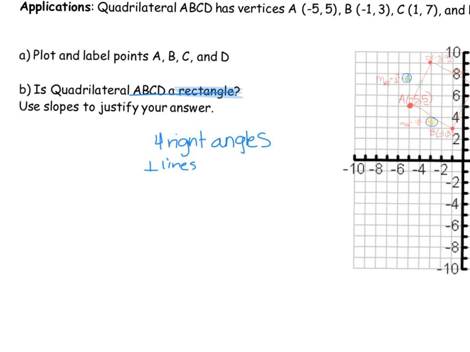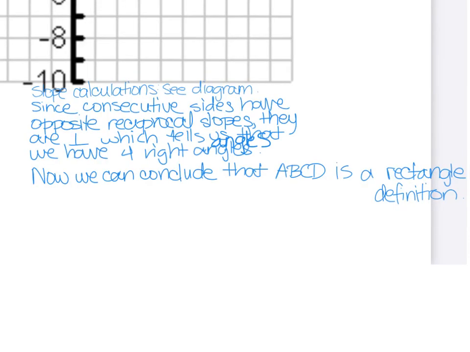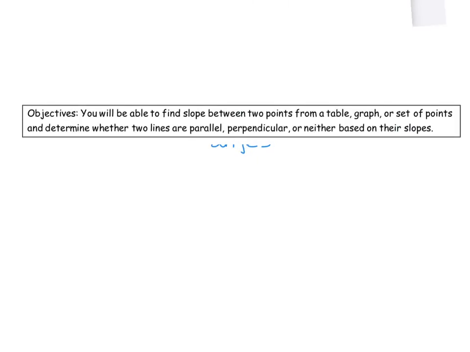Kind of sounds like our proofs from earlier in the year. So your final explanation should look something like the explanation written here. So your objective today was to be able to calculate slope, and then additionally to take that calculated slope and determine whether or not two lines meet the requirements for being parallel or perpendicular, and then using those calculations to make decisions about geometric shapes. So you are now ready for some practice.